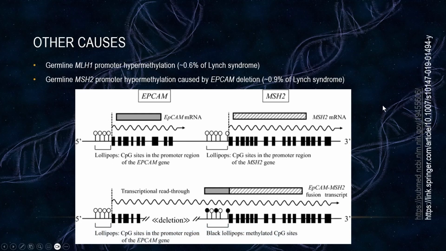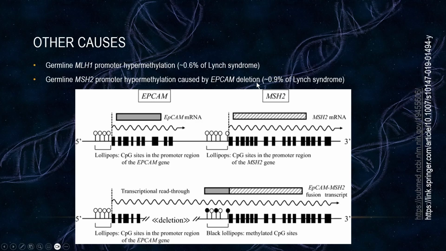And so if you look at papers and things, you'll find some interesting other causes. So there can potentially be a germline MLH1 promoter hypermethylation. Again, exceptions to every rule. It's maybe 0.6% of Lynch syndrome, at least in one paper. And then you can also have a germline MSH2 promoter hypermethylation.